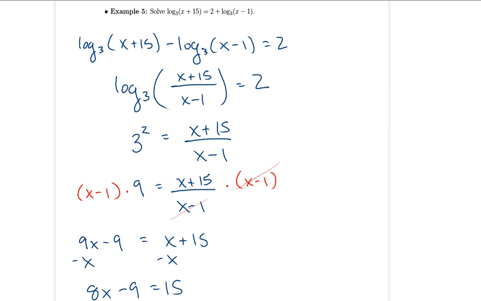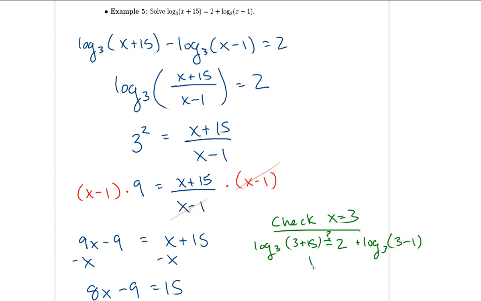So is x equals 3 okay? Let's check on that. So in the original, log base 3 of 3 plus 15, does that equal 2 plus the log base 3 of 3 minus 1? I could put that in my calculator, make sure the left equals the right, but the fact that these are positive means that we are okay. And x equals 3 is our solution.